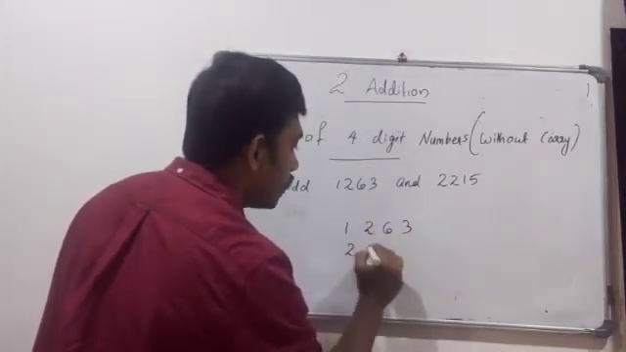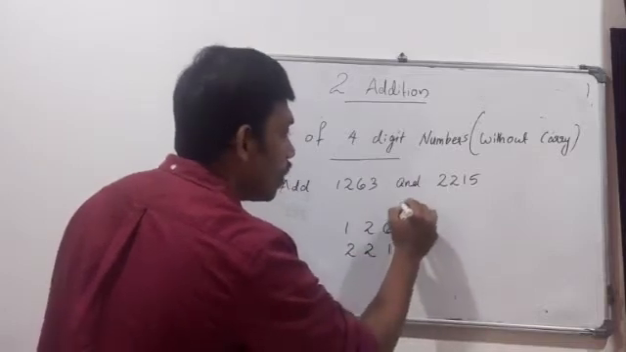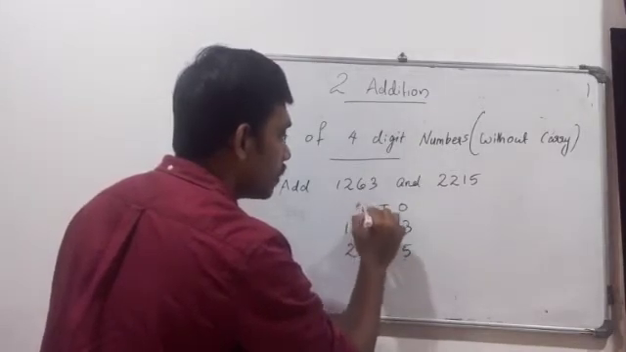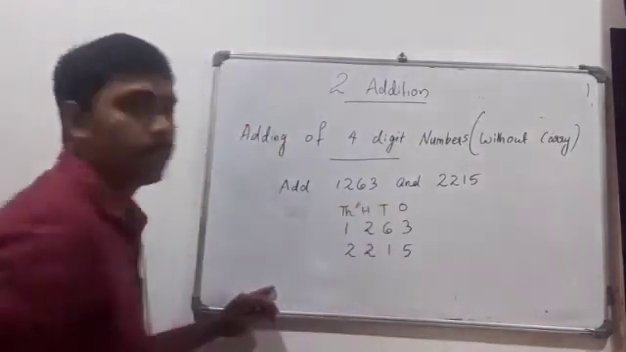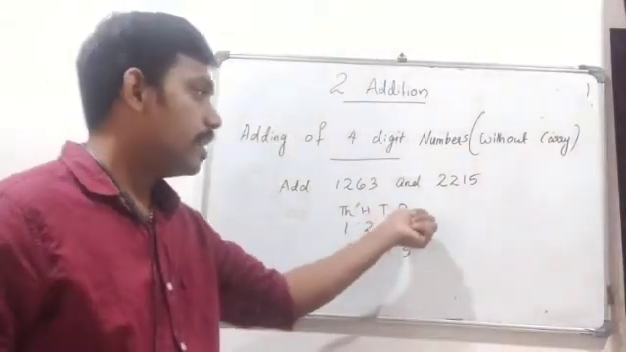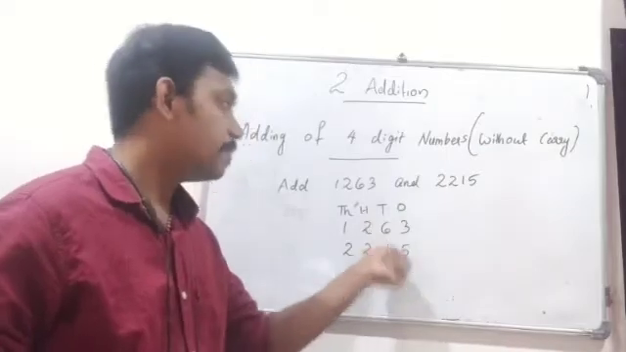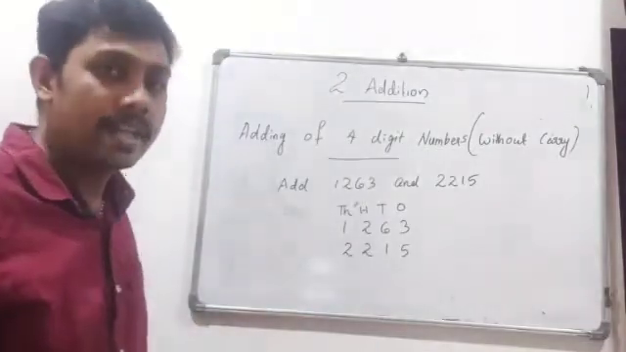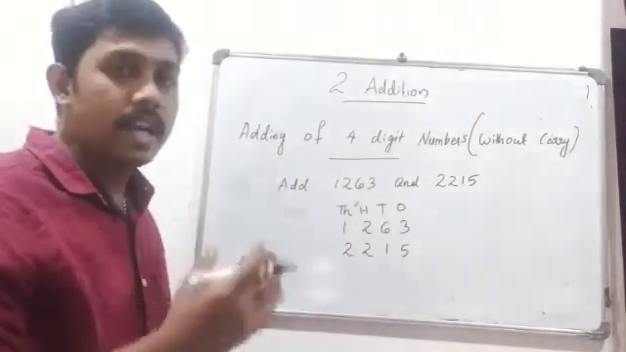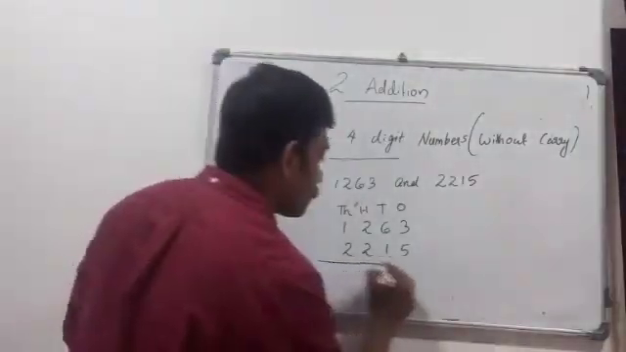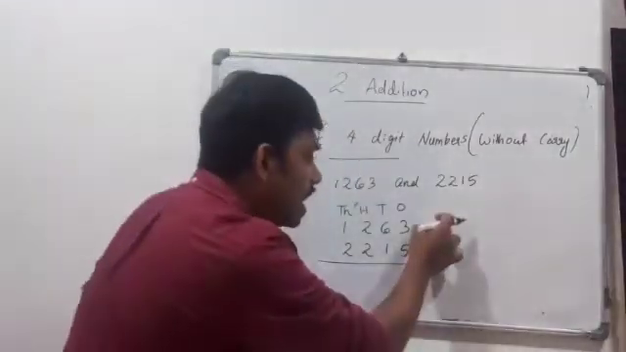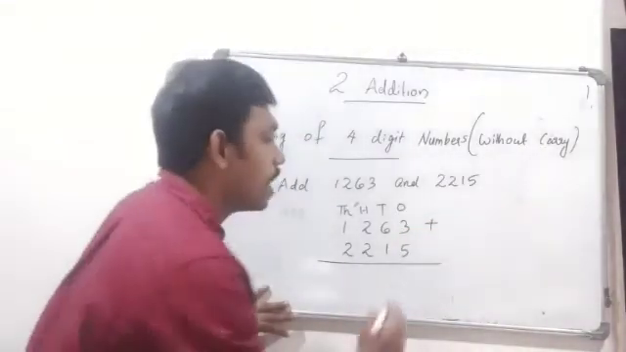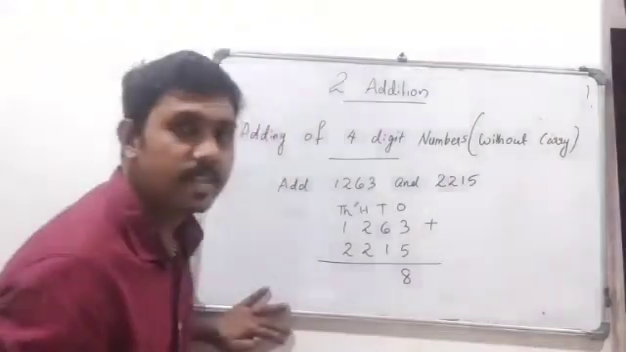So first I am going to write 1263 and 2215. Here are the ones place, tens place, hundreds place and then thousands place, isn't it? So we will add the given digits in each place. It's very simple. 3 plus 5, what is the answer? The answer is 8.